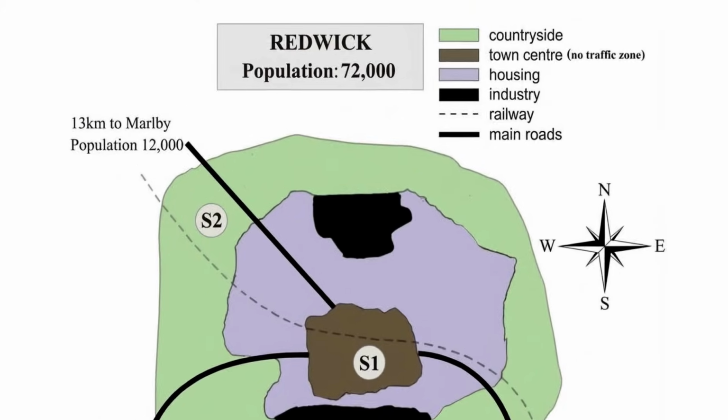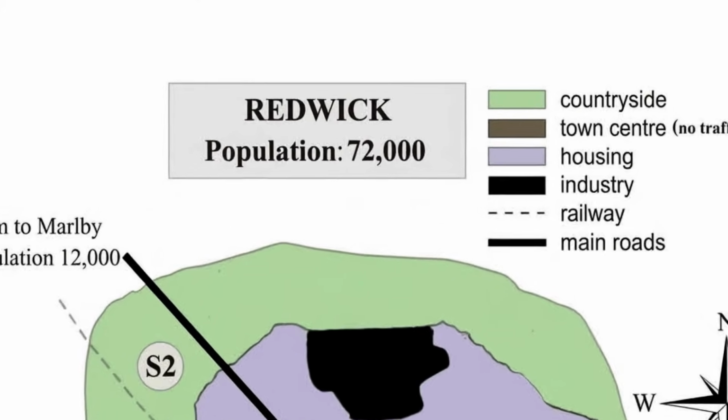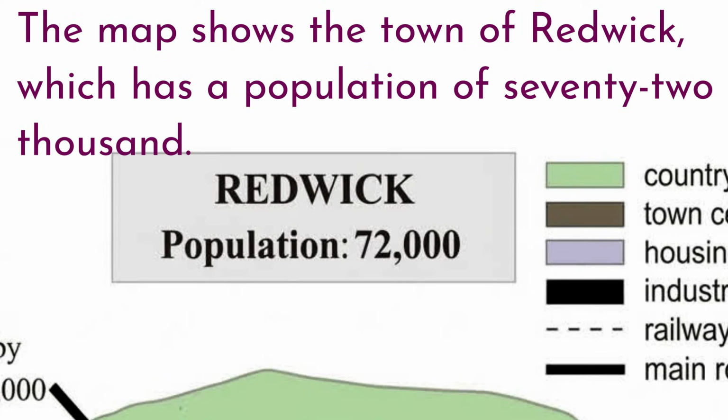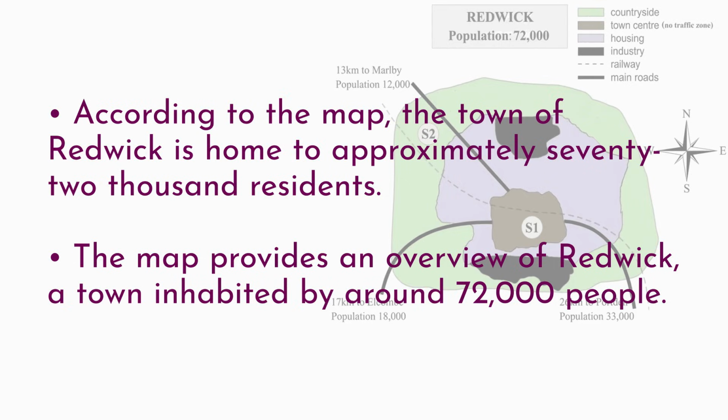As you look at the map, notice the large labeled area, Redwick. Just underneath the town's name, you can see the population, 72,000. Here's one clear way to express that. The map shows the town of Redwick, which has a population of 72,000, and here are two paraphrased versions. According to the map, the town of Redwick is home to approximately 72,000 residents. The map provides an overview of Redwick, a town inhabited by around 72,000 people.